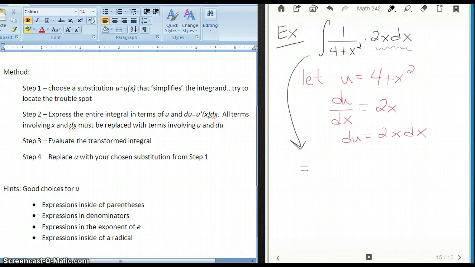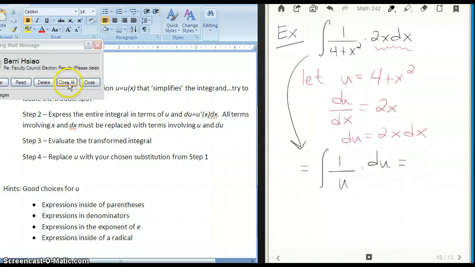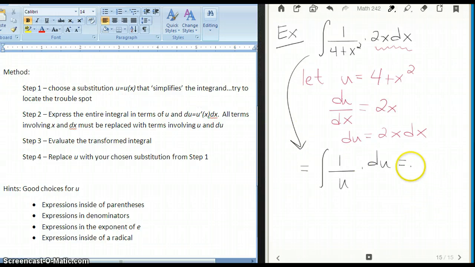I get the integral of 1 over, what is 4 plus x squared? That's u. Don't forget that's u, that was our choice. Times 2x dx is just du. Great. Is this an integral we know how to do? The variable is u. The function we want to find the antiderivative of is 1 over u. We know the antiderivative of 1 over u. That's ln absolute value of u, plus a constant of integration.